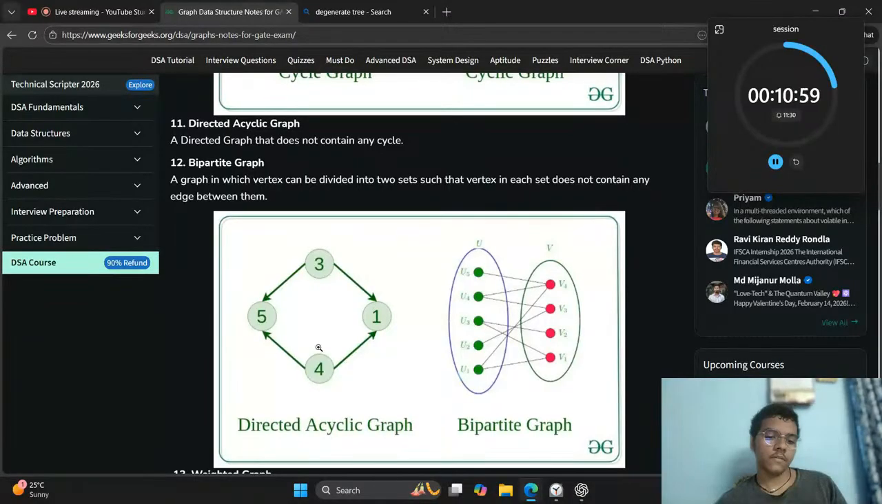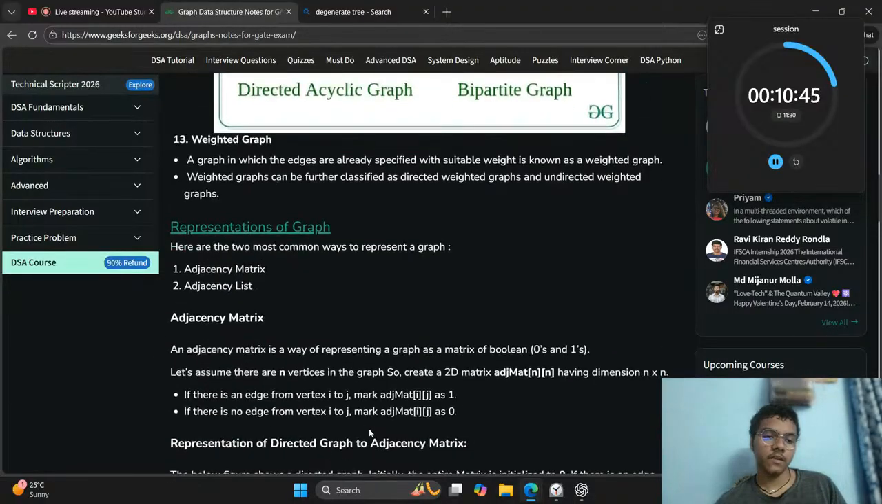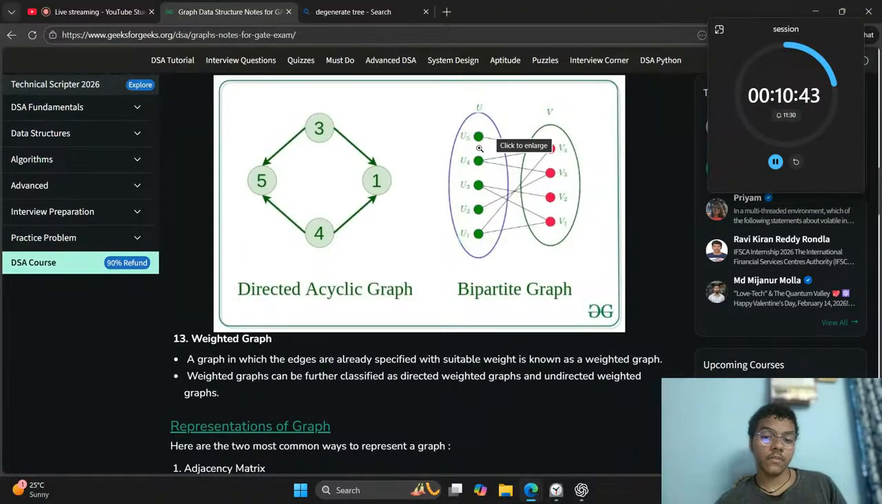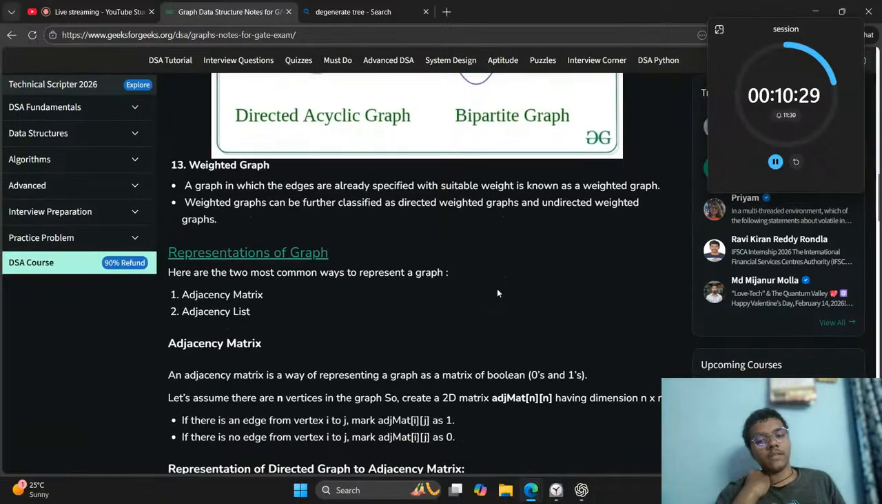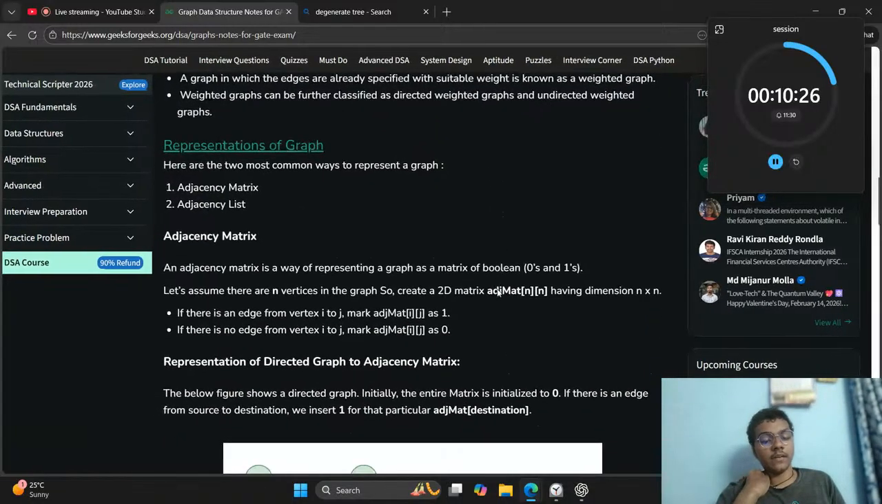Bipartite graph. A graph in which the vertices can be divided into two sets such that vertices in each set do not contain any edges between them. This is a bipartite graph. There are no edges within this set and no edges within this set; only from this set to the other set do edges exist. Weighted graph. A graph in which the edges are already specified with suitable weight is known as a weighted graph. Weighted graphs can be further classified as directed weighted graphs and undirected weighted graphs.